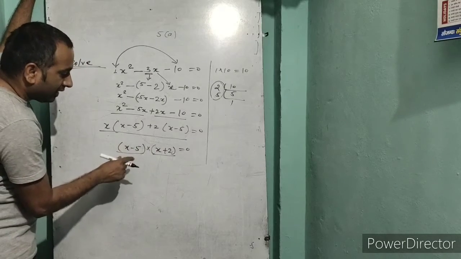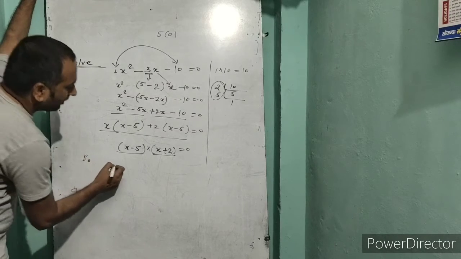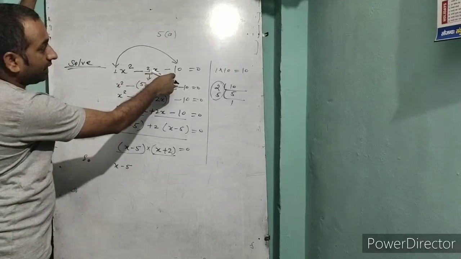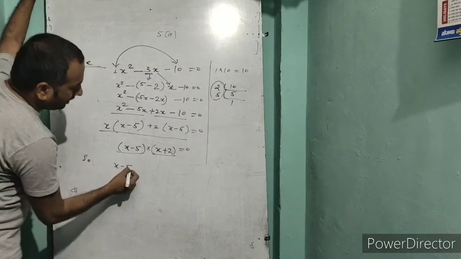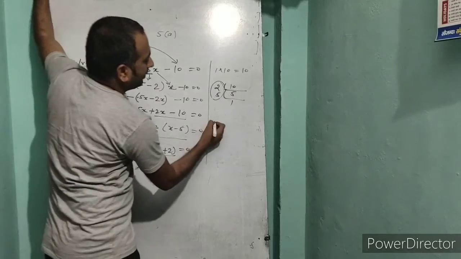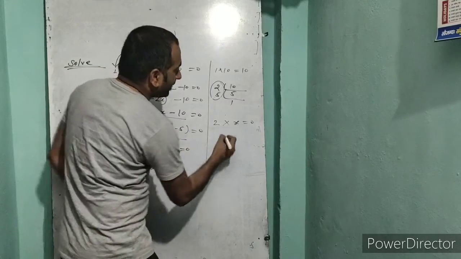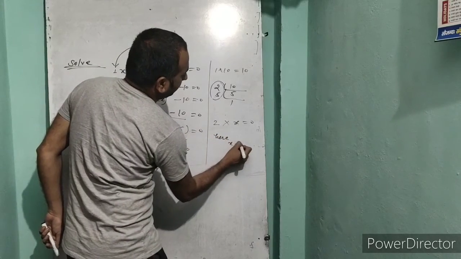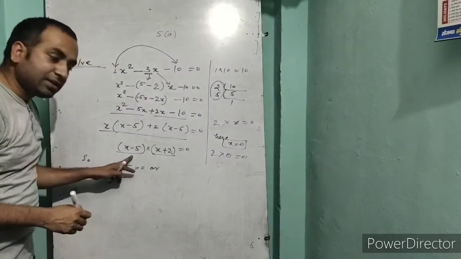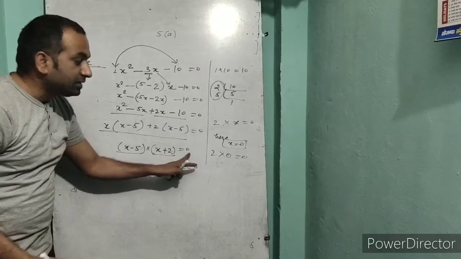Into. That means x minus 5 equals 0 here. So you can write x minus 5 and x plus 2; these are the factors of x square minus 3x minus 10. Okay, so here you can write x minus 5 equals 0 or x plus 2 equals 0. Listen, suppose you have 2 into x equals 0. That means x should be 0. So if x equals 0, then 2 into 0 is equal to 0. Similarly, if x minus 5 equals 0 or x plus 2 equals 0, both can be 0, because of this the answer will be 0.